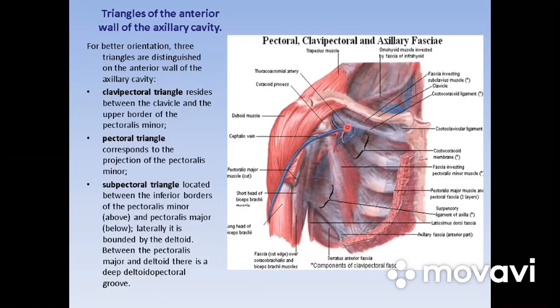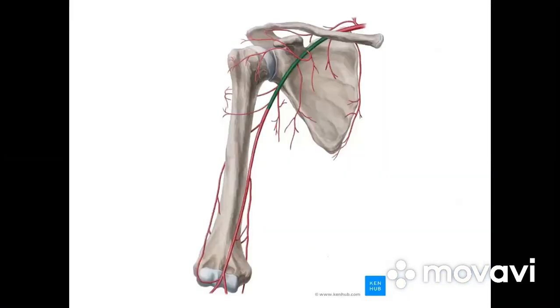First, on the level of the clavipectoral triangle. Second part, on the level of the pectoral triangle. And third, on the level of the subpectoral triangle. The branches which begin from the axillary artery, we will study one by one from different parts. There is the axillary artery, which continues on the level of the arm as the brachial artery.